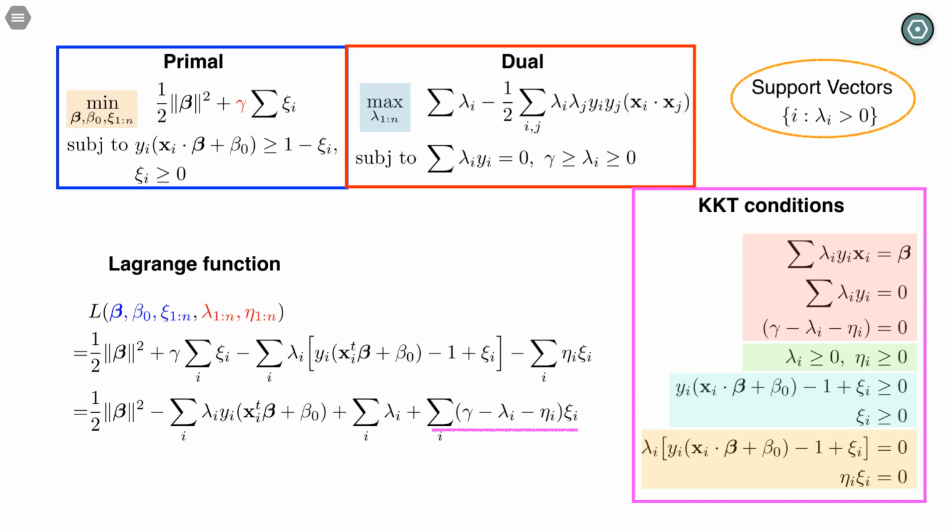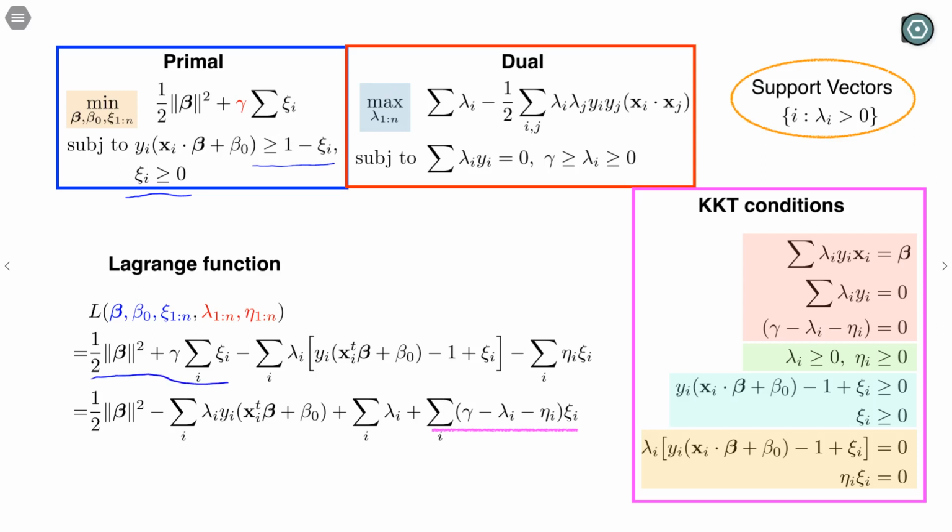And then we're going to write down the Lagrangian function. So the Lagrangian function has 2 sets of parameters in blue and red. The blue parameters are the ones from the primal. And then we have 2 sets of Lagrangian multipliers. Lambda_1 to lambda_n is for this set of constraints, and eta_1 to eta_n is for this set of constraints. So the Lagrangian multipliers are in red. Then let's just write out the Lagrangian function.